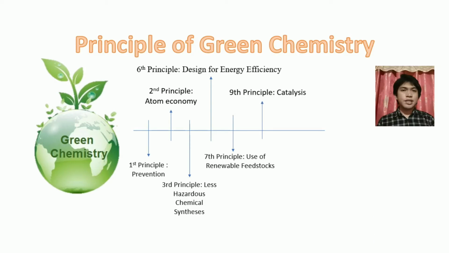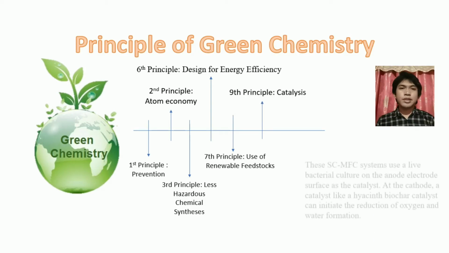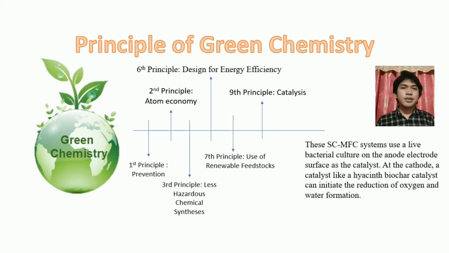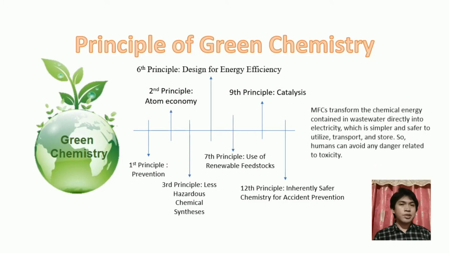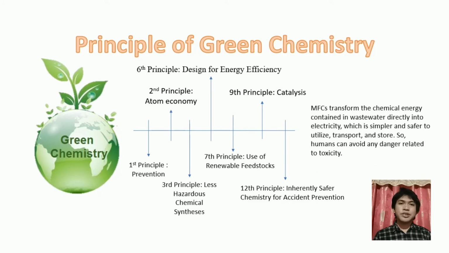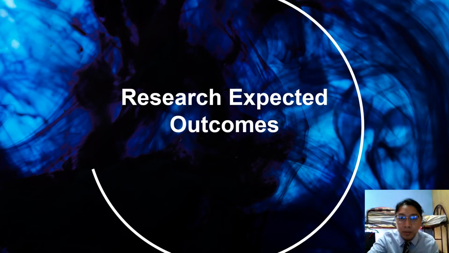For the ninth principle, catalysis, this single chamber microbial fuel cell system uses a live bacterial culture on the anode electrode surface as the catalyst. The microorganisms applied are entirely responsible for electron production in the fuel cell. Last but not least, 12th principle, inherently safer chemistry for accident prevention. This system transfers the chemical energy content in wastewater directly into electricity, which is simpler and safer to utilize, transport, and store.